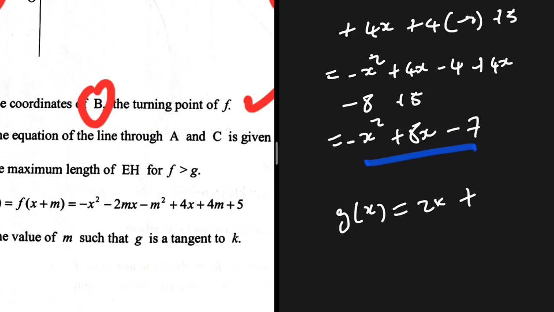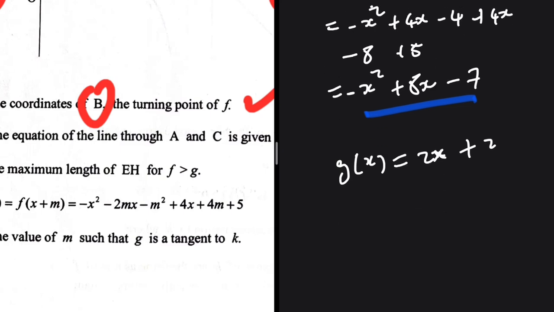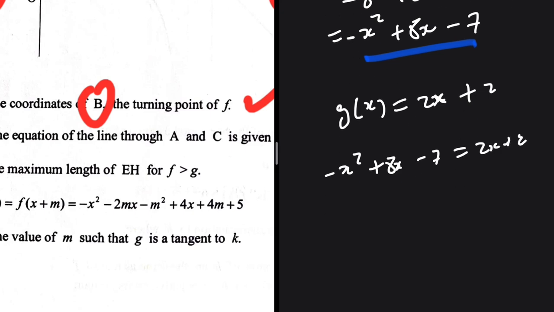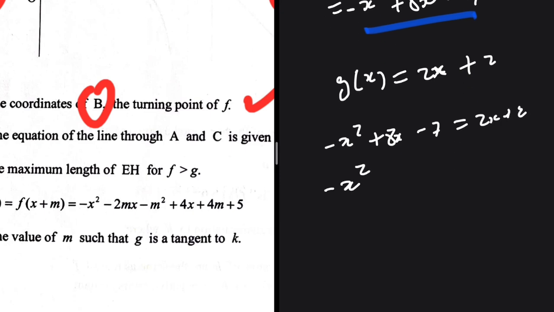So this is k of x, and then g of x is equal to 2x plus 2. Okay, so these two things, they must touch. They must touch once. So how can we prove that they actually touch once? Let's equate them and see if we get one solution. So minus x squared plus 8x minus 7 is equal to 2x plus 2. So minus x squared plus 6x minus 9 is equal to 0.